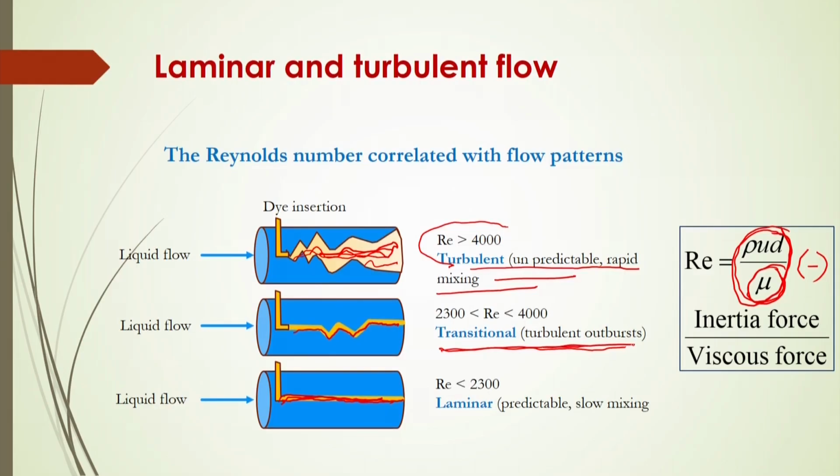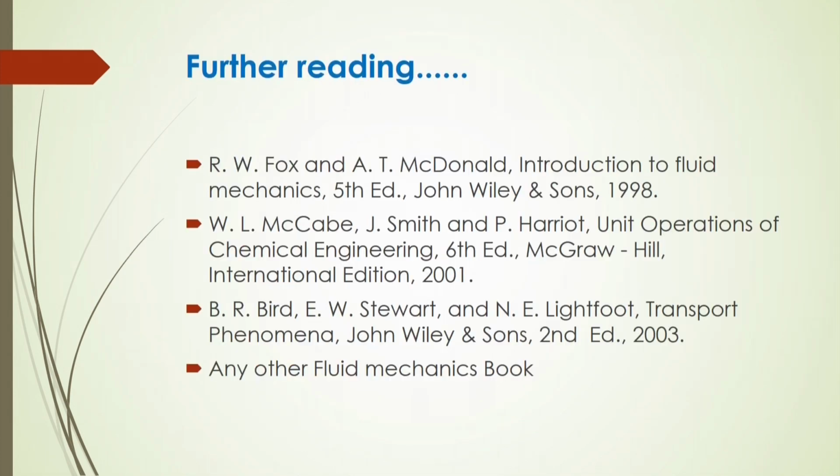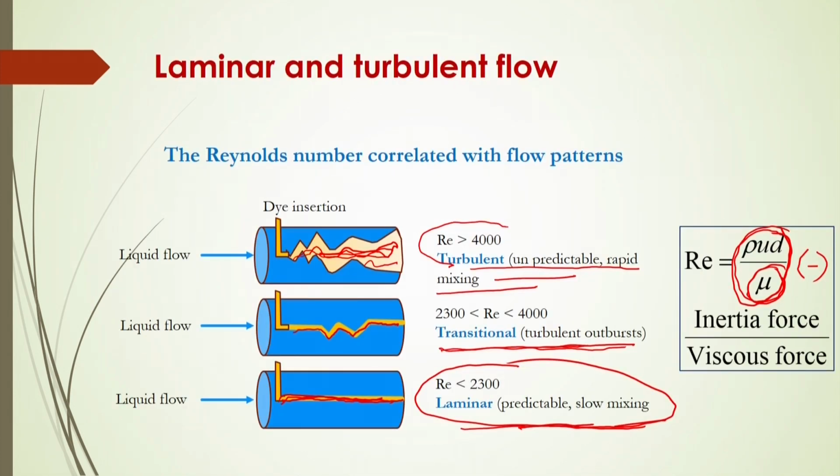Turbulent outburst is one type of example there. Also here, if the Reynolds number is less than 2300, then you can say it will be laminar flow. It is very obvious, you can see it easily, and it will also be predictable, and slow mixing will be there. So, these are the different types of flow, and we can have different types of flow, whether steady state, unsteady state, uniform, non-uniform, viscous or non-viscous, or laminar or turbulent.